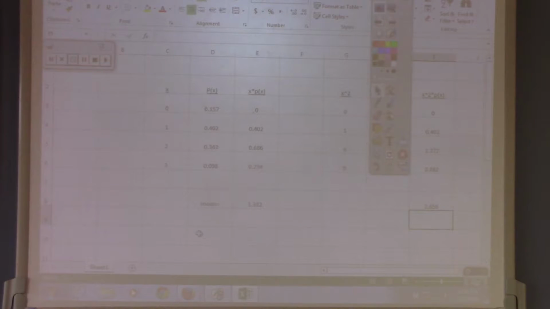And now my variance is going to be equal to this minus what? The mean squared. You put equals.